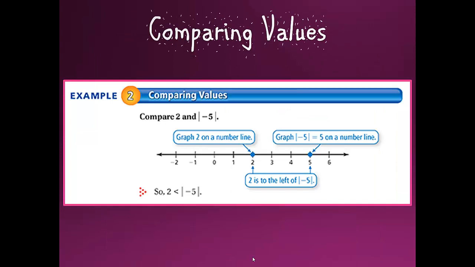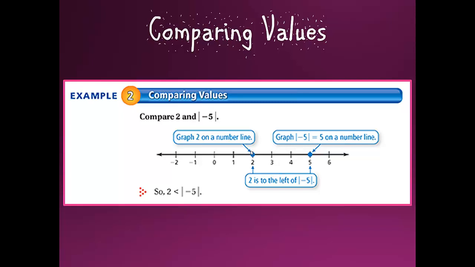Now we're going to be comparing values. We want to compare 2 and the absolute value of negative 5. So first we need to graph both of these. First we'll graph 2 on the number line, and 2 would be right here on our number line. Then we need to graph the absolute value of negative 5.